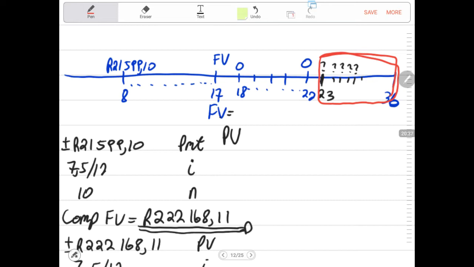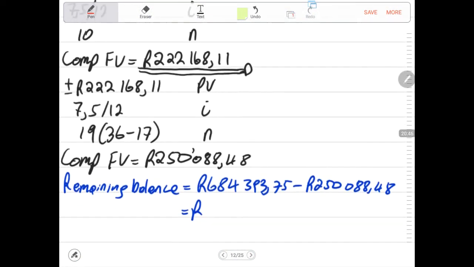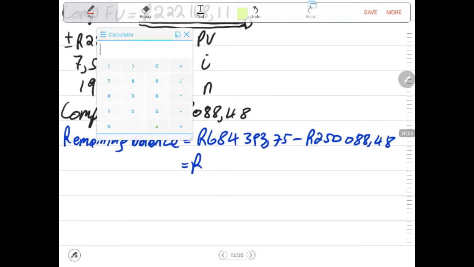So now the minute we know the balance that needs to be raised, that is remaining, then we can calculate the monthly payments that will be made from month 23. So now we say 684,393.48 minus 250,000 and 88 rand 48 cents.